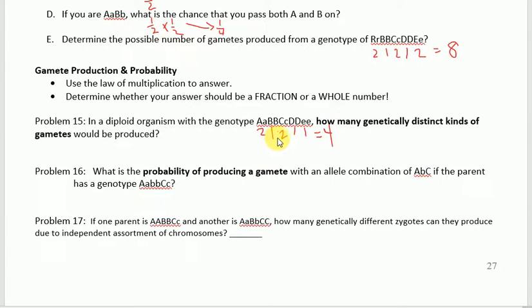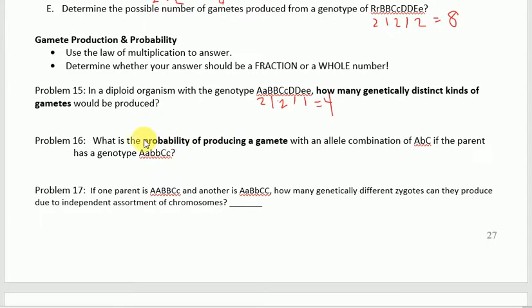Next problem: what is the probability of producing a gamete with an allele combination of A, B, C if the parent has a genotype of this? The first thing you need to know is that this says probability, so we are looking for a percent or a fraction. Here we have 2, so we know that it's going to be 1 out of 2. Here, we're going to have 1, and here 1 out of 2. So your answer would be 1/4, or 25%.